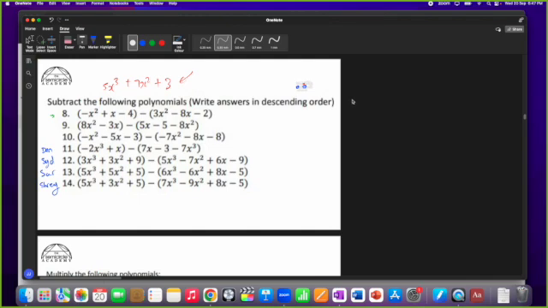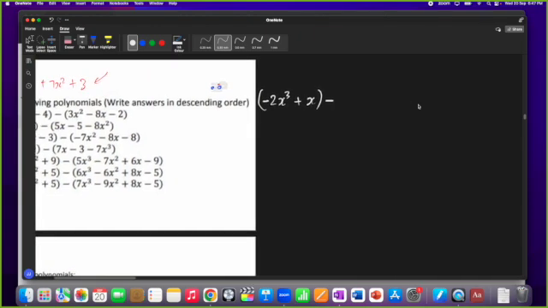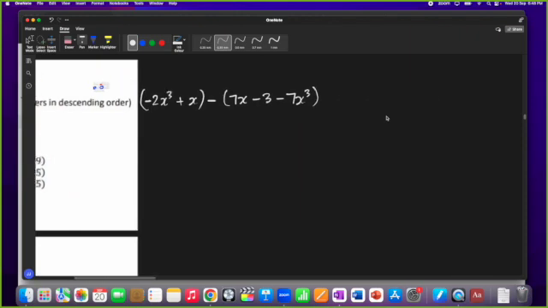That's okay, that's fine. So we have minus 2x cubed plus x in brackets. And I have minus 7x, well, open brackets, 7x minus 3 minus 7x cubed. That is it, right? That is the one? Yeah? All right. Yes, sir.